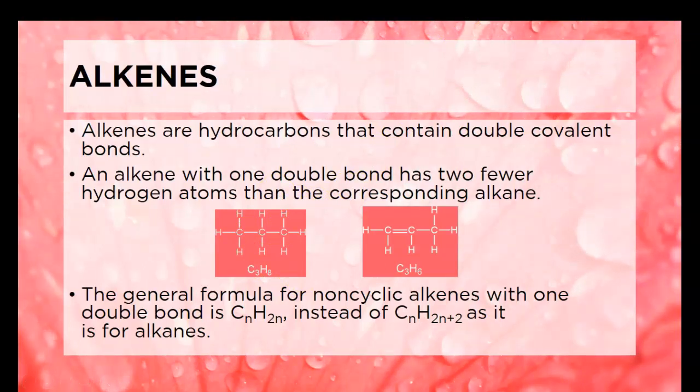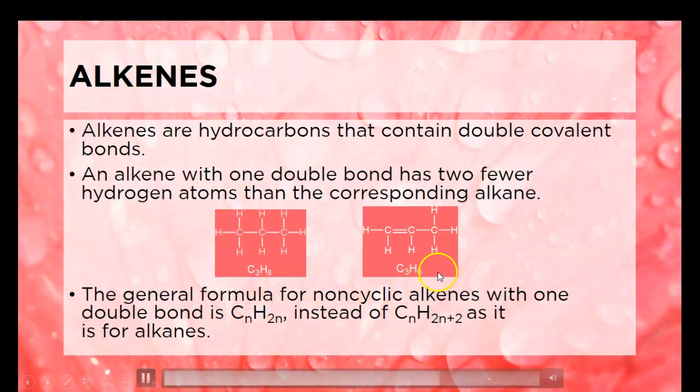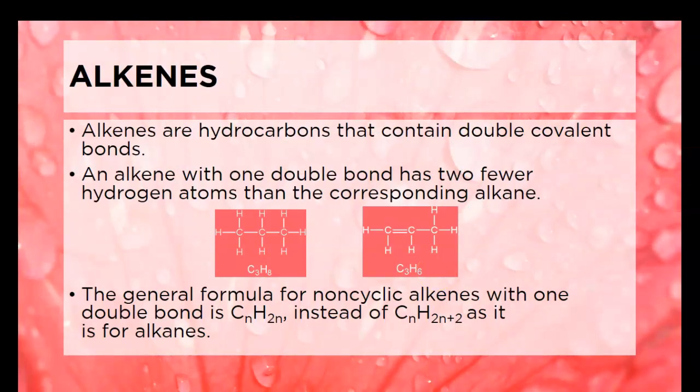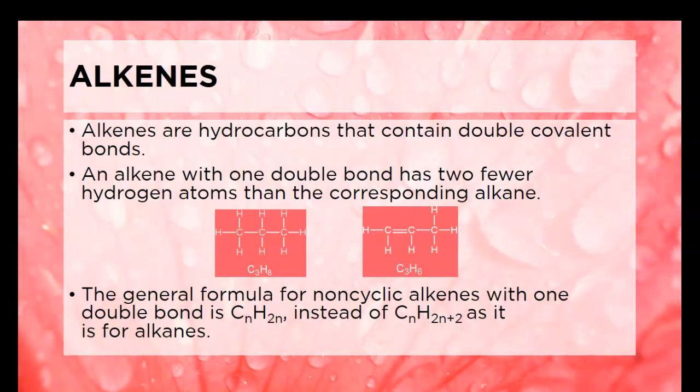Let's make this into an alkene. Let's get rid of 2 hydrogens, and instead of C3H8, we're going to have C3H6. So now we have that double bond there that has replaced 2 hydrogens. So my formula now, all I'm doing for an alkene is doubling the carbon instead of doubling it and adding 2.